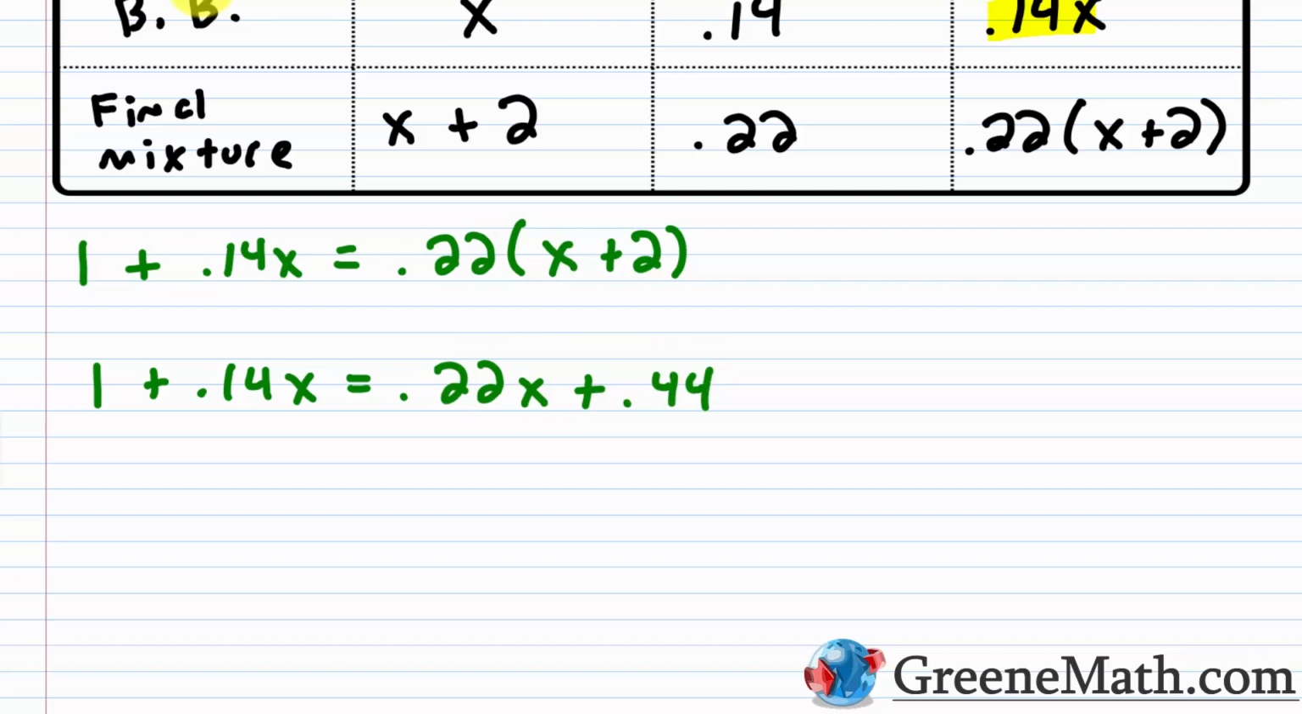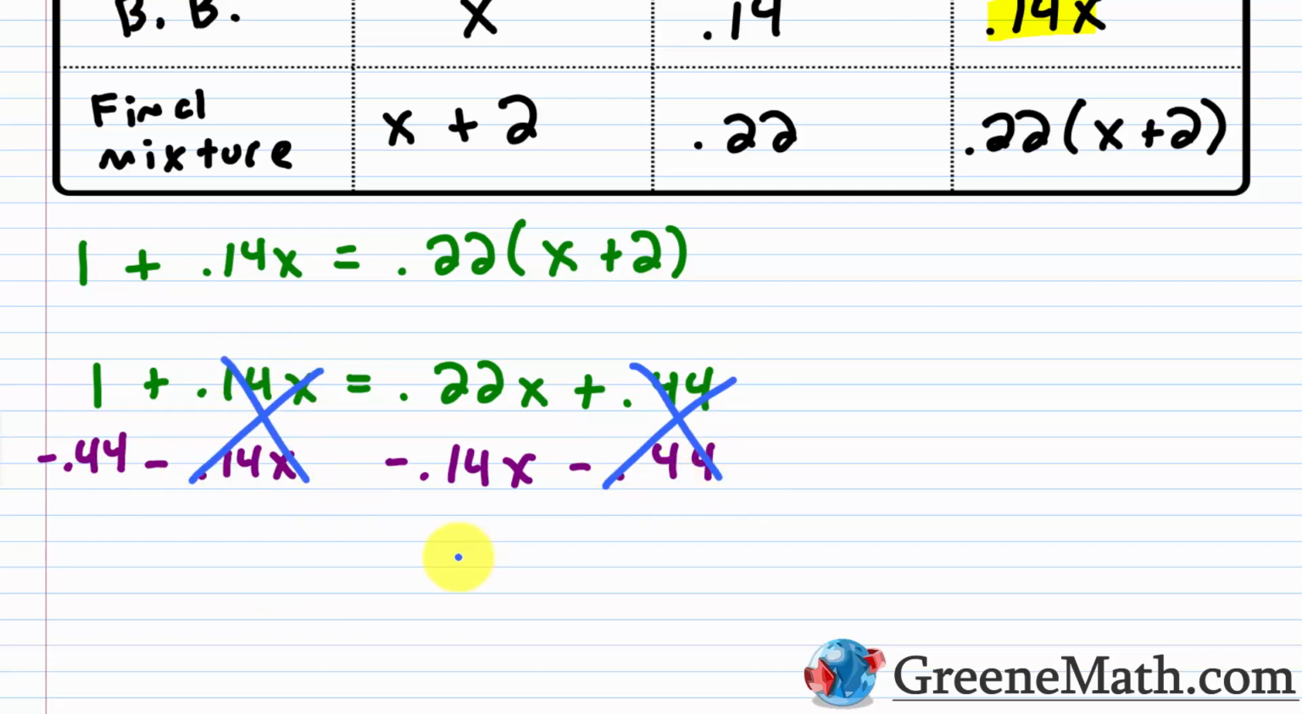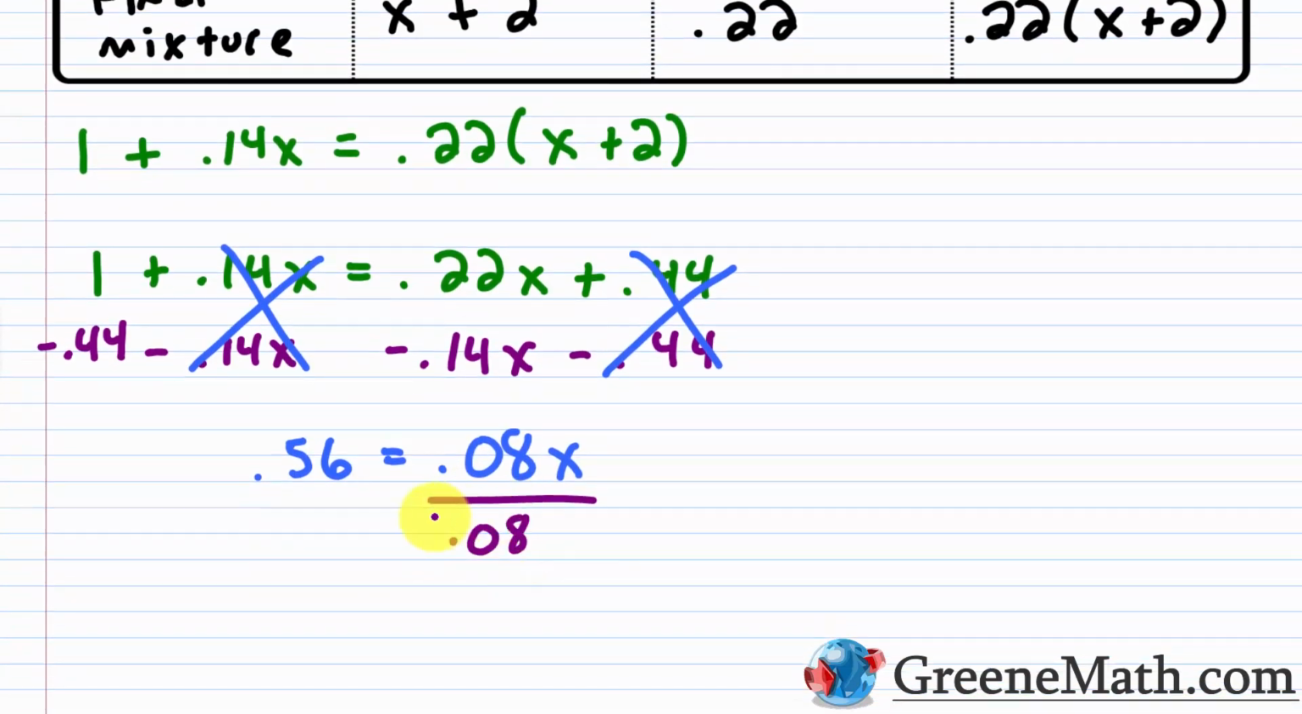And then to solve this, I'm going to subtract 0.14x away from each side of the equation, and I'm going to subtract 0.44 away from each side of the equation. And what's that going to give me? We know that this would cancel, and this would cancel. So 1 minus 0.44 is 0.56. So the left side is 0.56, and this is equal to 0.22 minus 0.14, which is 0.08, times x. If we finish this up by dividing both sides by 0.08, we're going to get 7. So x here is going to be equal to 7.